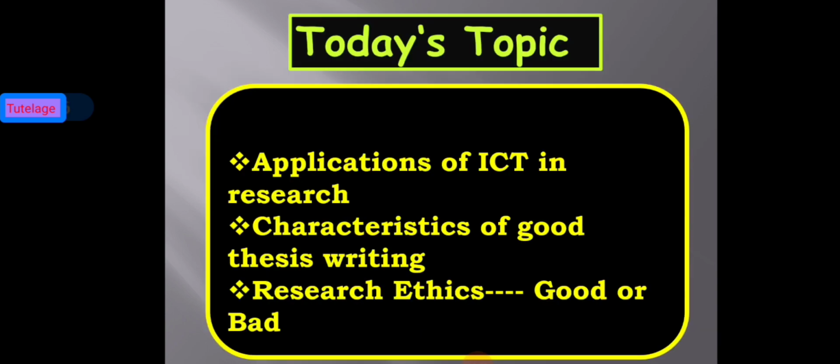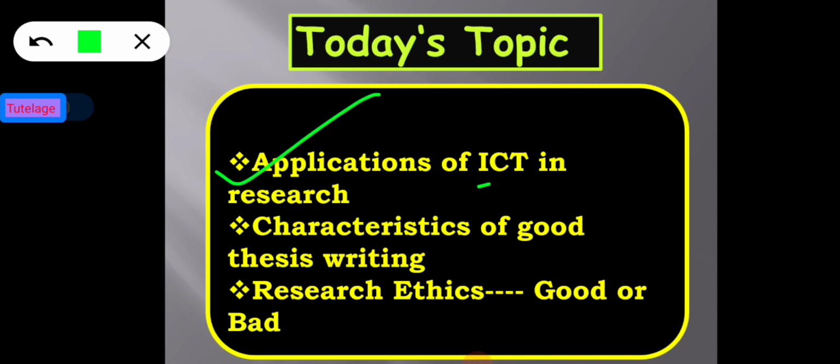Here we can see some topics which we will discuss today. So the first topic is application of ICT. The second topic is characteristics of good thesis writing, and the last topic is research ethics, which is good or bad. So let's begin the session and move on to the main slide.